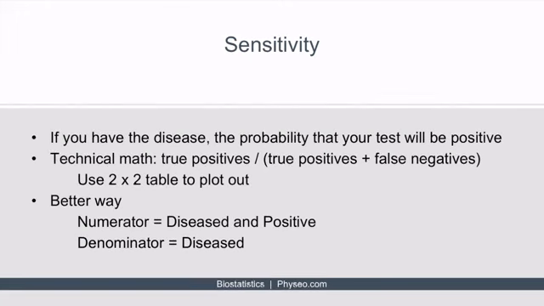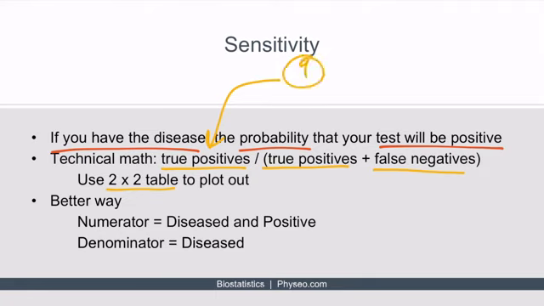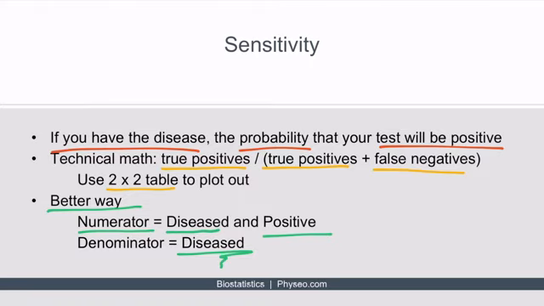Now this is what is written in your text. If you have the disease, sensitivity tells you the probability that your test will be positive. Mathematically, you calculate sensitivity by taking the true positives divided by the true positives plus the false negatives. You use a 2x2 table to plot this out. In our case, the true positives were those that had the disease and tested positive, and that number was 9. A better way to calculate sensitivity is by identifying the numerator as those that have the disease and test positive, and the denominator is simply all those that have the disease, whether or not they test positive or negative.